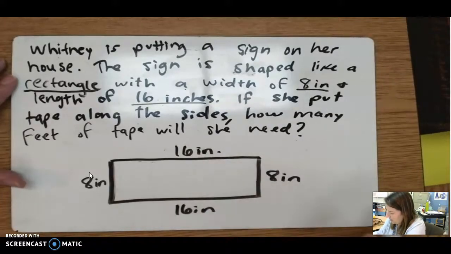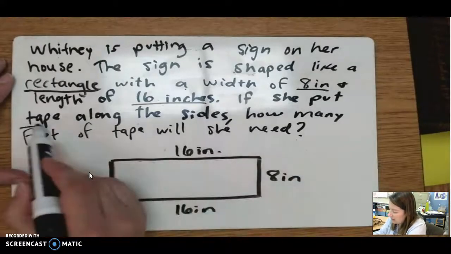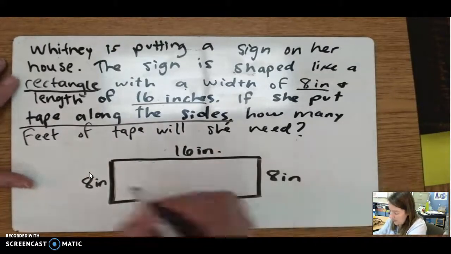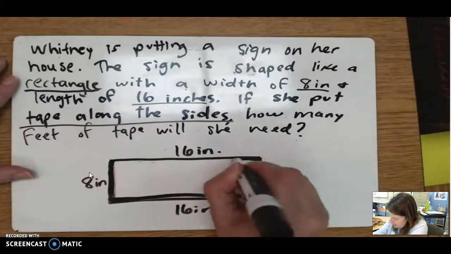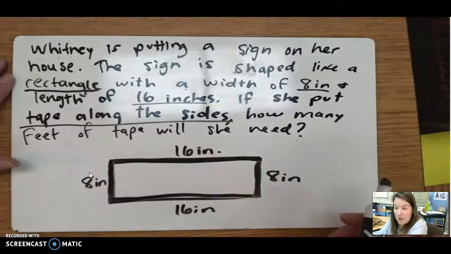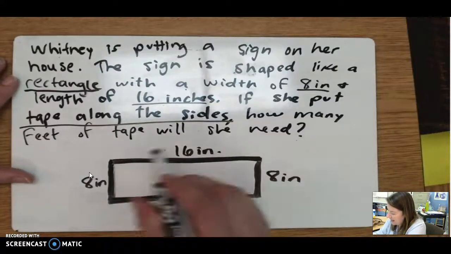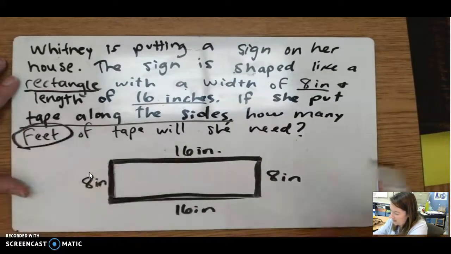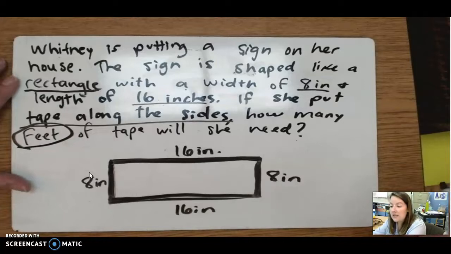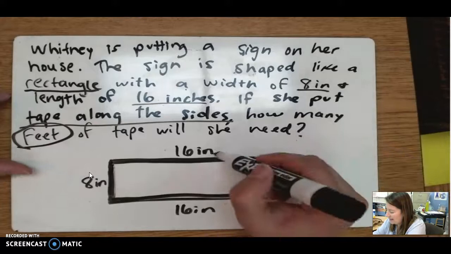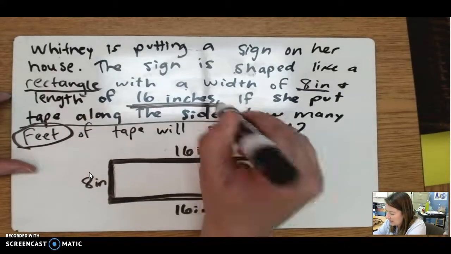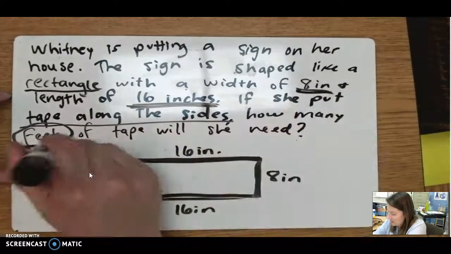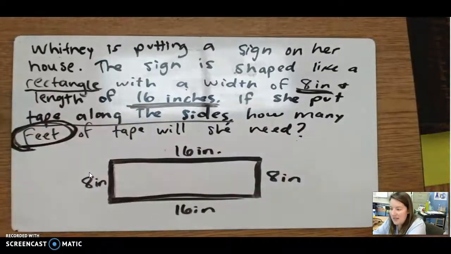If she put tape along the sides, so that would be here, here, here, and here, that's the perimeter. If she put tape along the sides, how many feet of tape would she need? Here's where we have to do the conversions. My information is given to us in inches. At the end, it wants my answer in feet.